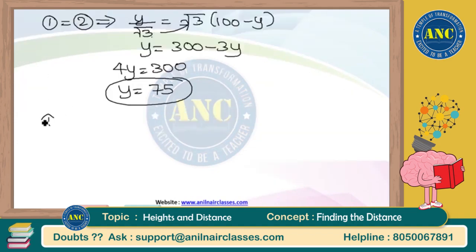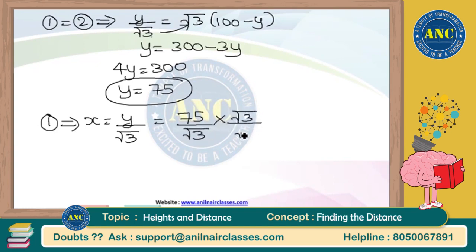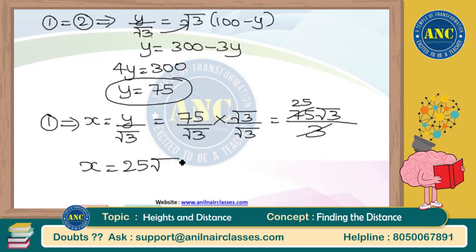Substitute in equation 1 or 2, whichever you want. Equation 1 is x is equal to y by root 3. So this is 75 divided by root 3. But I don't like a denominator to be a root 3. So multiply and divide by root 3. It is 75 root 3 divided by 3. 3 into 25 is 75. Answer finally for this question is 25 root 3.